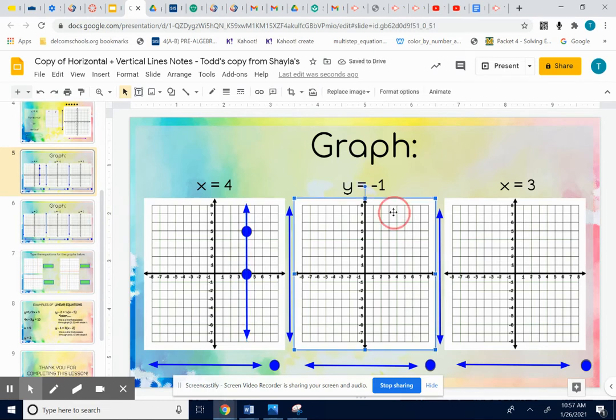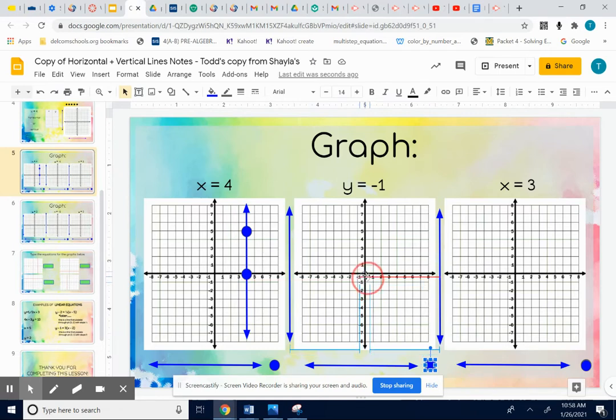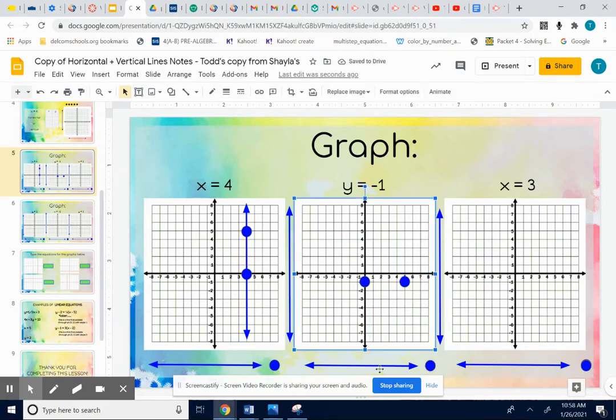Okay, y equals negative 1. I need some points that have a y-coordinate of negative 1. Here's point (0, -1). Let's just go to (5, -1). As long as we have 2, that's all that matters. There's our 2 points. We can tell it's a horizontal line that goes through negative 1 on the y-axis.